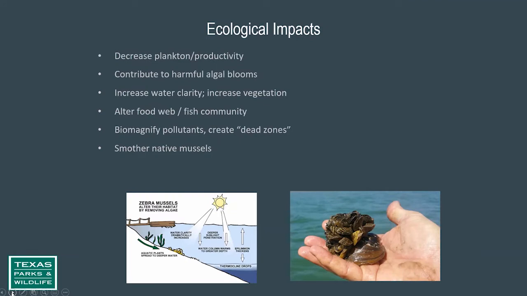And then the ecological impacts. They filter plankton, just like any other mussel, which removes the base of the food chain. Because they do that, they also biomagnify pollutants such as PCBs and metals. So they also pose a significant threat to native mussels because they basically colonize on their shells and they will smother them. And so you can see a picture of that right there. That's a native mussel with a bunch of zebra mussels that have settled on top of it.